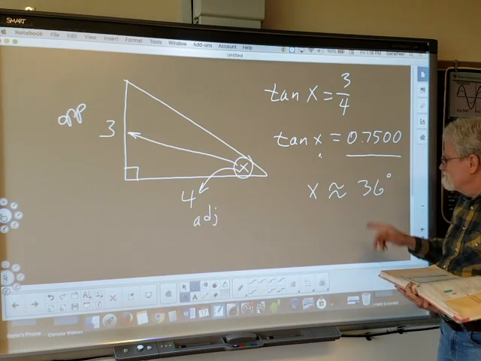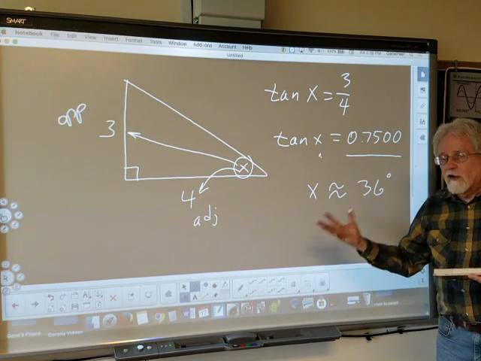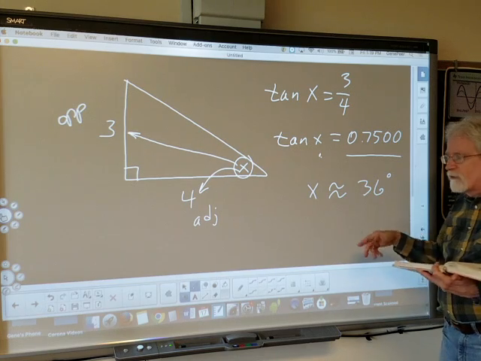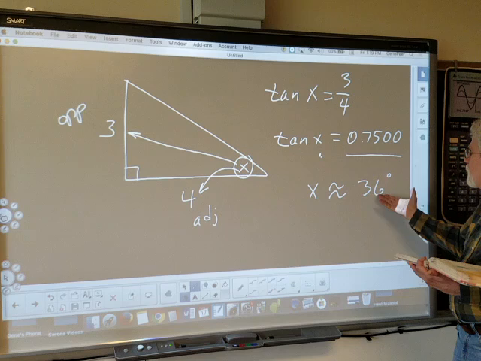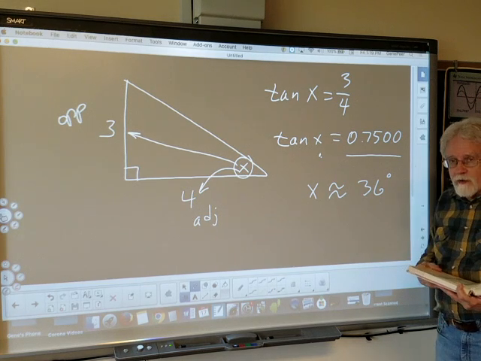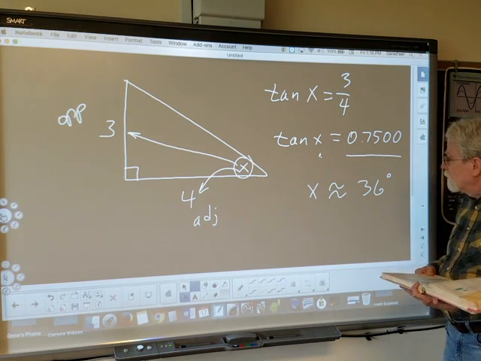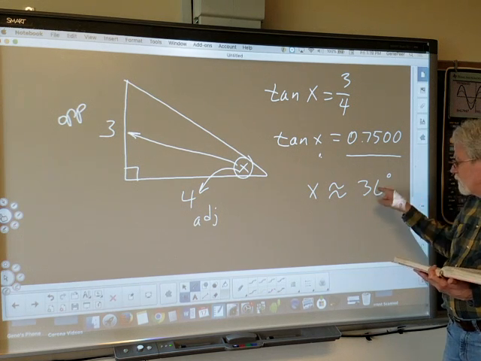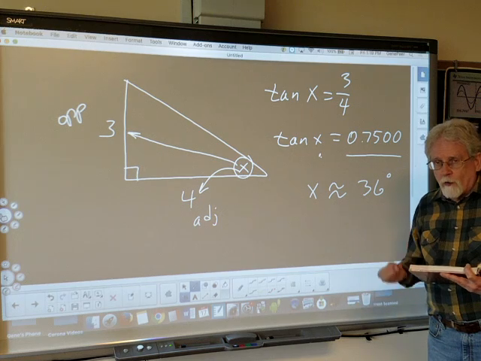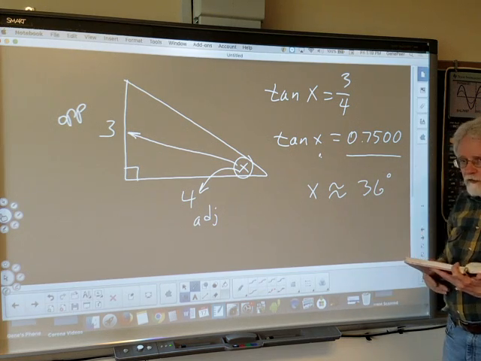That's really a gross approximation. It's going to actually be 36 point something, something, something. But we just call it 36 degrees. It is an approximation. And the book is going to be telling you to just express all of your angle measures to the nearest integer, the nearest whole number. So we leave it at 36 degrees.